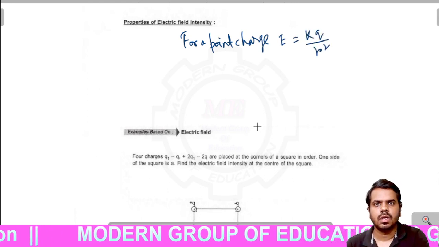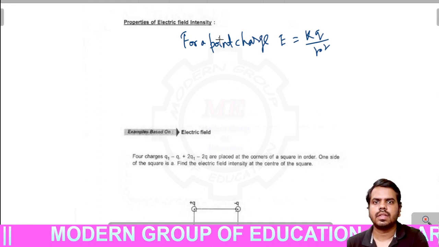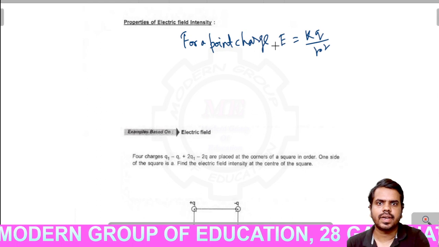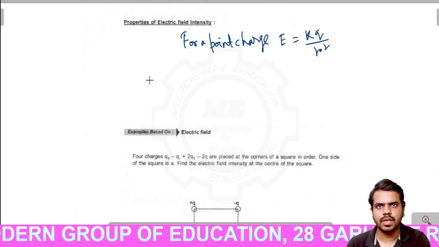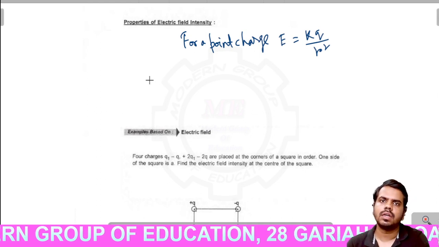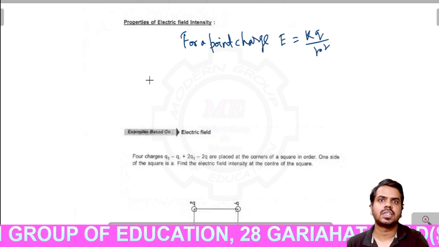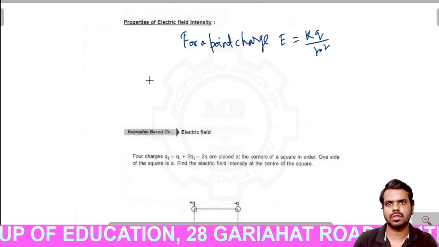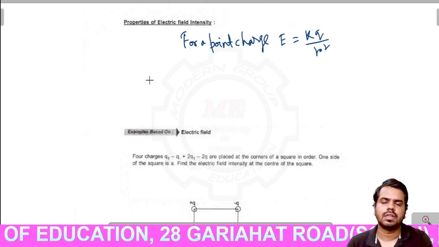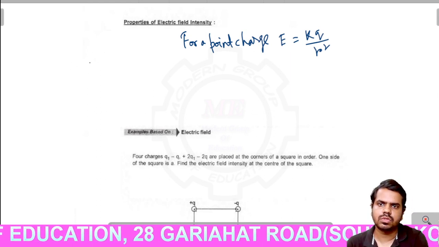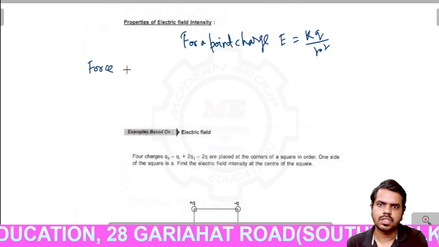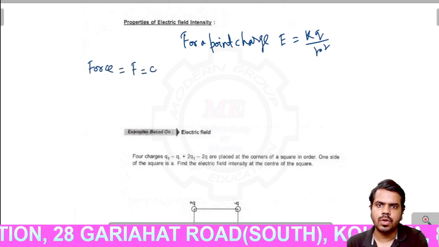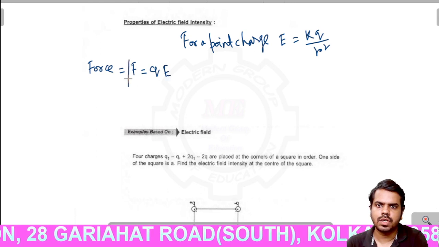Another thing is that the electric field intensity is a vector quantity, so we have to separately calculate the value, and we have to calculate separately the direction of the electric field. The direction of the electric field is just like the force acting on the charged particle. The formula of force acting on a charged particle is F is equal to QE. F is equal to QE.